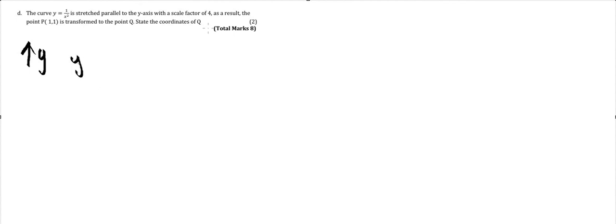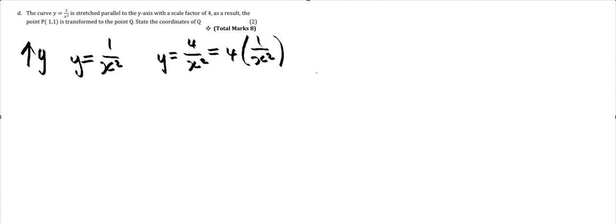So what will the equation be? If I've got y equals 1 over x squared, I'm going to stretch it in the y direction, so I'm going to get y equals 4 over x squared. This is a stretch factor in the y direction, so remember, if I stretch it parallel to the y-axis, it's not going to be in the bracket. So that's 4 times 1 over x squared. Now the only thing that's going to change is y. So if P was at 1, 1, Q is going to be at 1, 4.